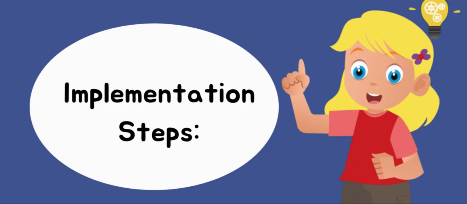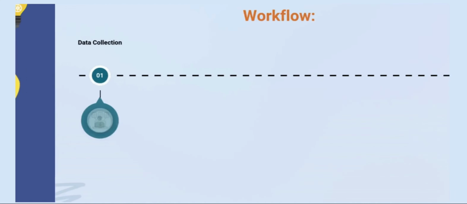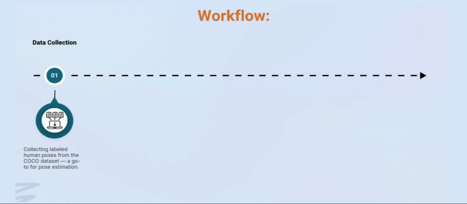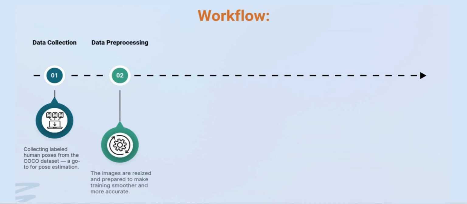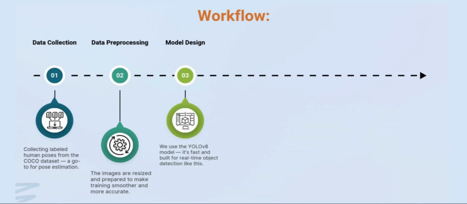Implementation steps at a glance. First up is data collection. Collecting labeled human poses from the COCO dataset, a go-to for pose estimation. Next, we prepare the images, resize them to a uniform size, and clean them up a bit. This helps the model learn better and generalize across different types of images. We use the YOLOv8 model. It's fast and built for real-time object detection like this.